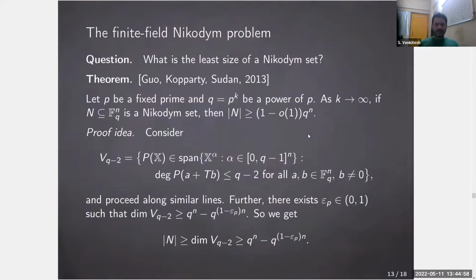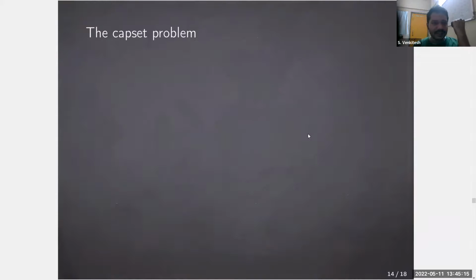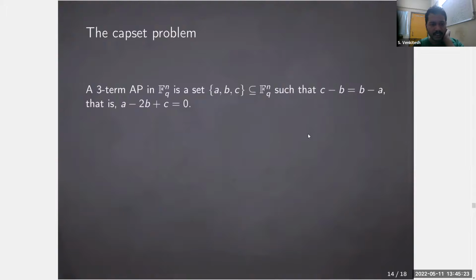Okay, so let's move on to the third problem that I want to talk about. This is a much shorter exposition because the proof in the third case is really, really long. So I'm just going to make it very short and just give you a glimpse of what it is. This is what's called the capset problem, and some of you might be familiar with this. It was solved fairly recently, just a few years ago.